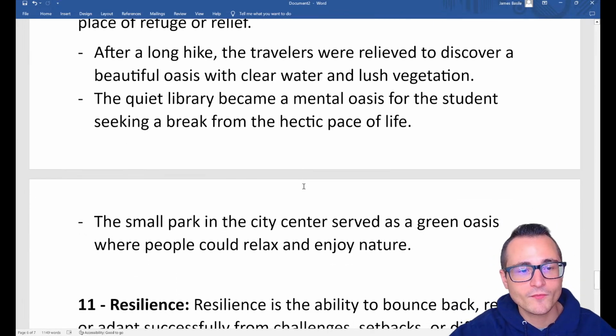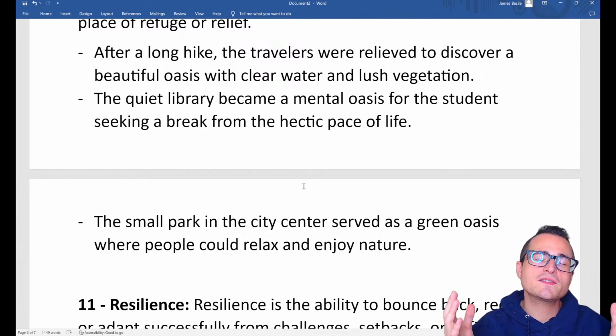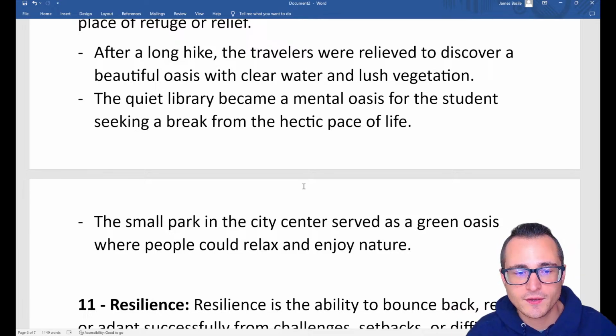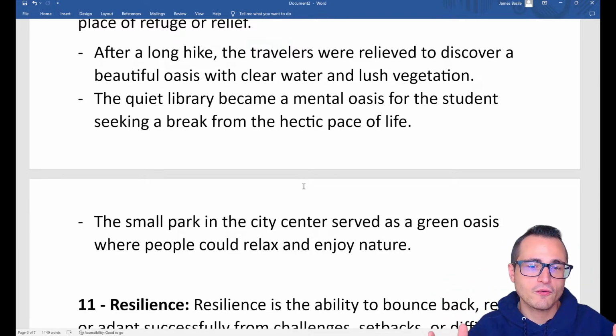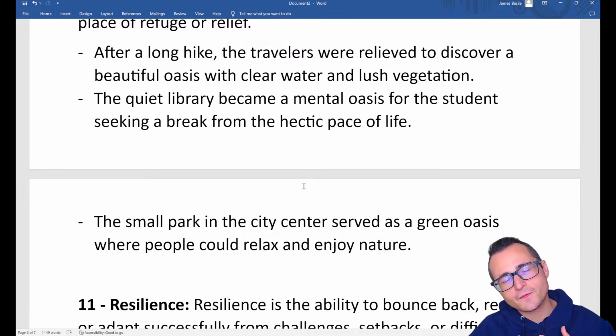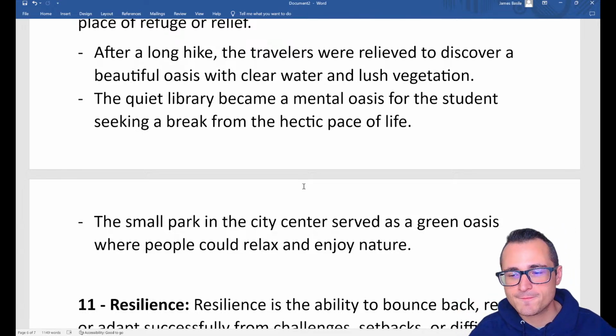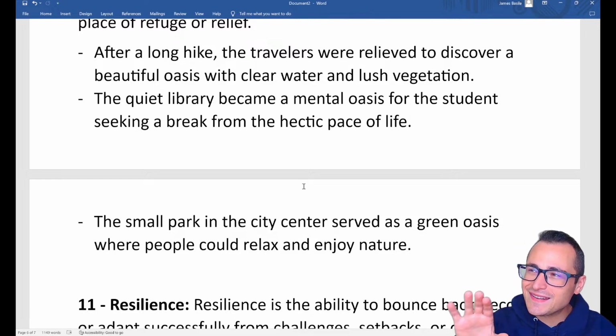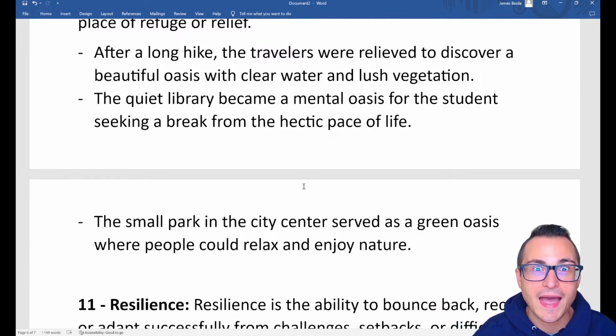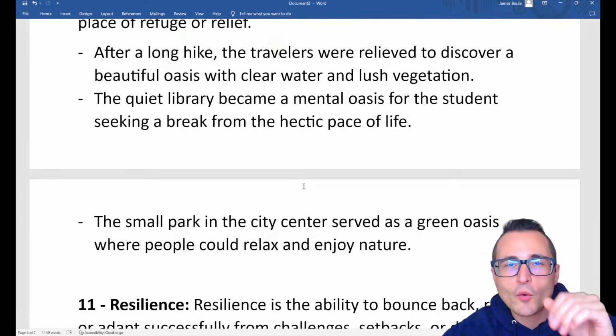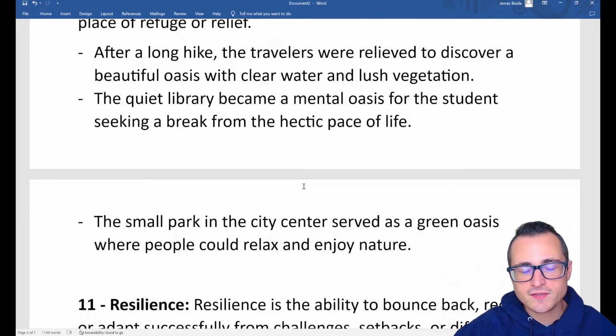Next example. The quiet library became a mental oasis for the student seeking a break from the hectic pace of life. So, this student found a peaceful, refreshing oasis in the library. They can relax, they can have peace, and they can get away from the busy life outside. What is your oasis? Can you tell us in the comments?